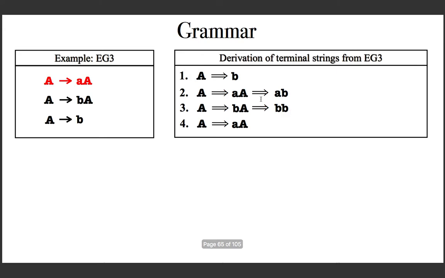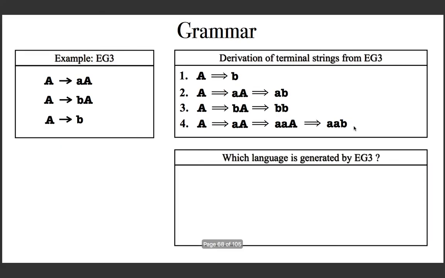Last example: I apply production number 1, small a capital A. This capital A is replaced using production number 1 again, so capital A is replaced with small a capital A. Again, I have to apply a production for capital A. Now I apply the last production, where I replace capital A with small b, so I derive small aab. So what language is generated by this grammar?